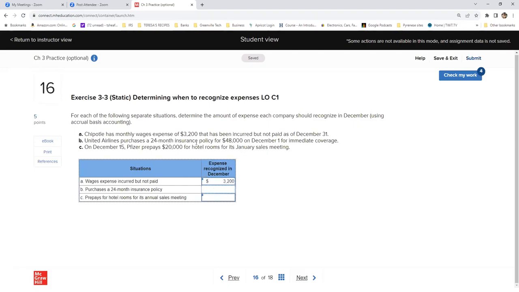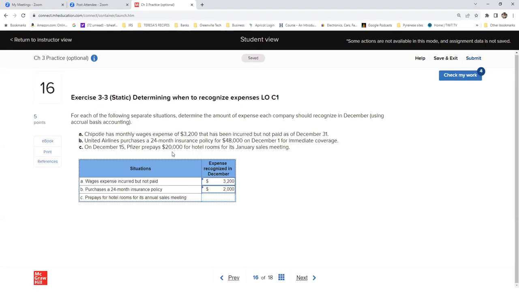United Airlines purchased a 24-month policy for $48,000 on December 1st for immediate coverage. Okay, so we divide that by 24, that's $2,000 a month, but we only have 1 month to capture because that's all that's in this year. So the answer is going to be 2,000. Again, 48,000 divided by 24 is 2,000. Since we only have 1 month to cover, the answer is $2,000.